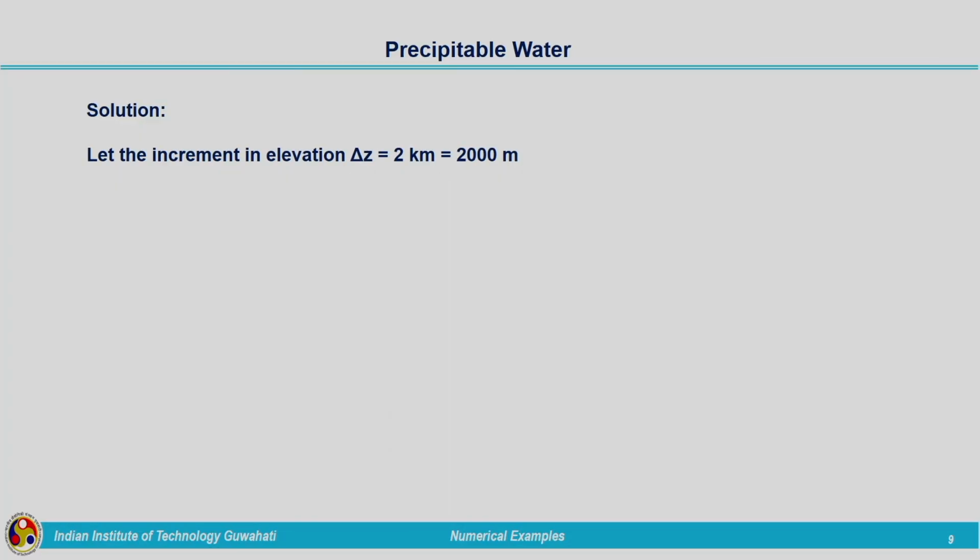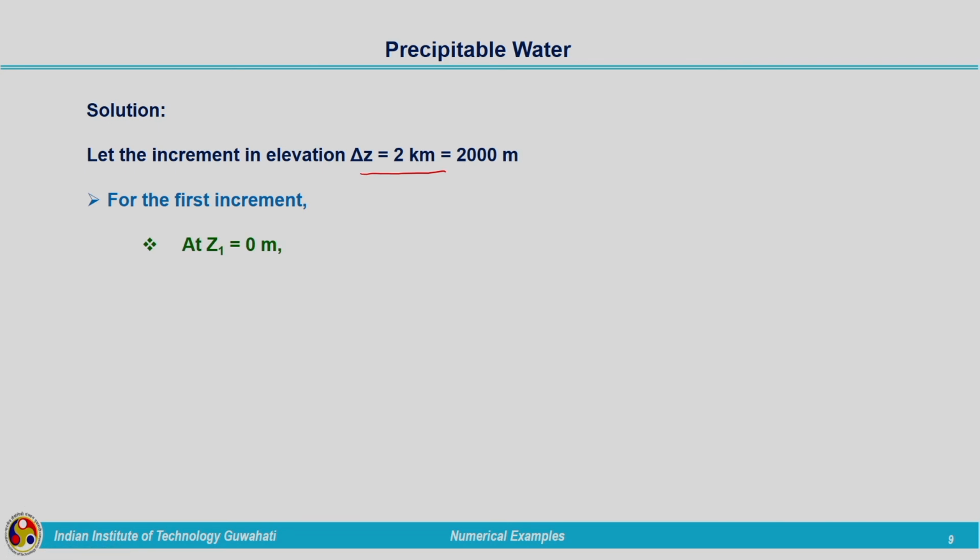So, let the increment in elevation delta Z be 2 kilometers. It is up to you. You can consider 500 meters, or 1000 meters, or 3000 meters depending on the total depth given. But the depth should not be too high. If we consider the entire 12,000 meters together, we cannot average out the values. For averaging out, we consider the strip depth to be very small.